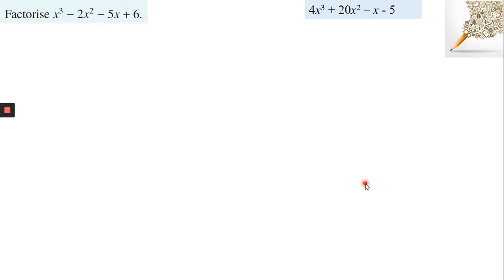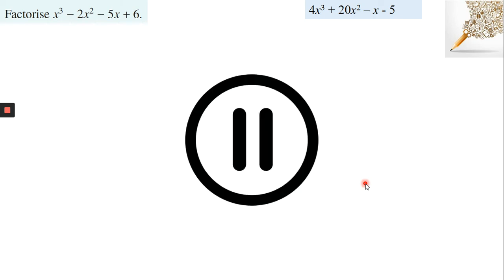Okay, factorize these. So just come up with a pause button. So when you see a pause button, that's when you have to pause this video and have a go at doing those two. So fully factorize those. So pause it now. Okay, you've unpaused it now.